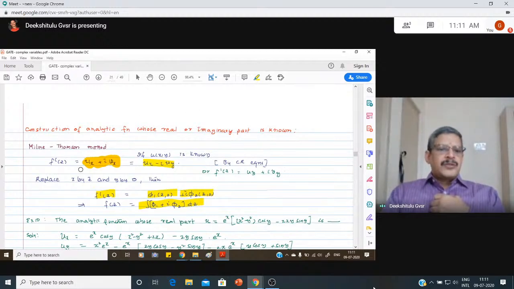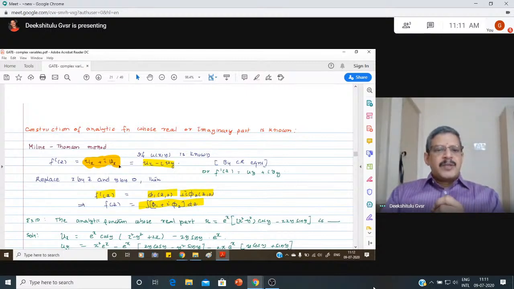Underline it. So f dash z is equal to ux plus ivx, or ux, and why we are changing it to u is because only u is given to you. V is not given. So everything in terms of u I require, u or v. Maybe u is given or maybe v is given. Let us say I am assuming that u is given. So I want to transform everything in terms of u, since I don't know vx.